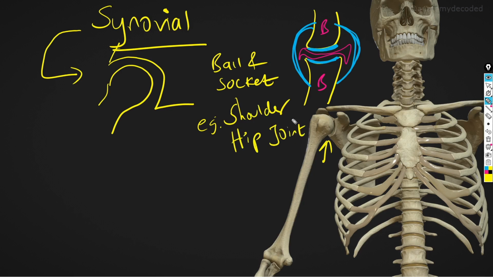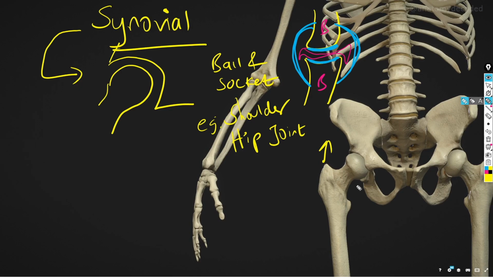When you see the upper end of the femur, it will look like a ball. The head of the femur looks like a ball, and the socket is formed by the hip bone. The hip bone has one socket, and the name of that socket is acetabulum. The acetabulum is a socket in the hip bone where the head of the femur will articulate.